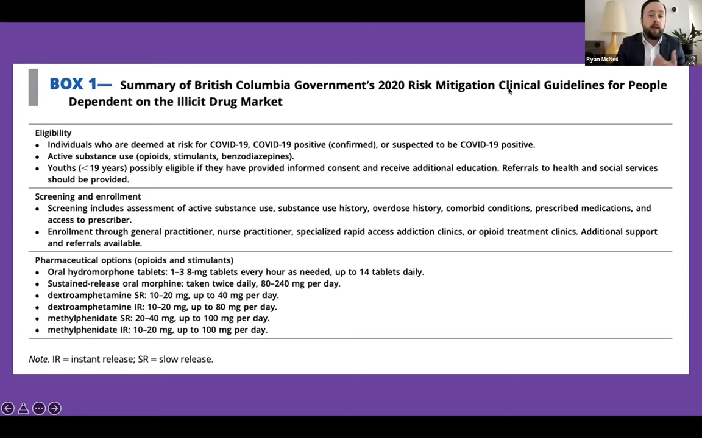So things like oral hydromorphone tablets, sustained release oral morphine, dextroamphetamine, and methylphenidate, both slow release and instant release formulations. And these were made available to people. The slide here breaks it down, and it's in the paper, which I'll post into the chat, that breaks down what specifically was available and the amounts.